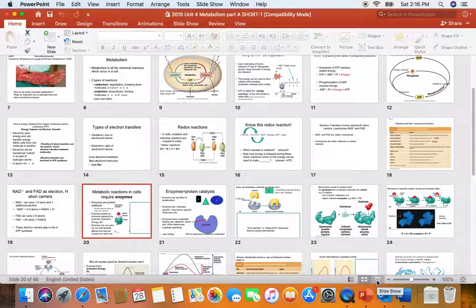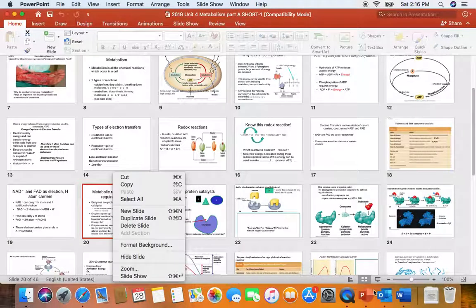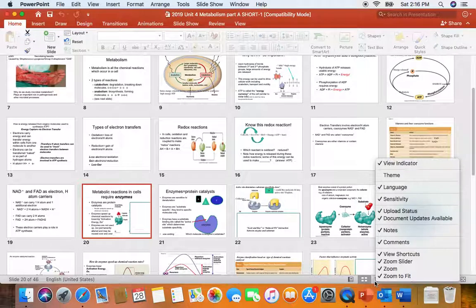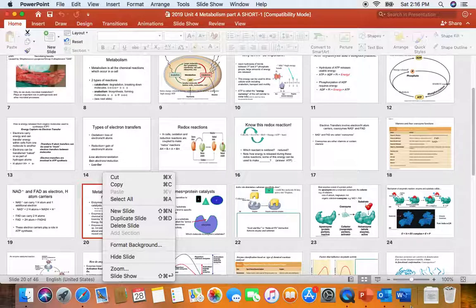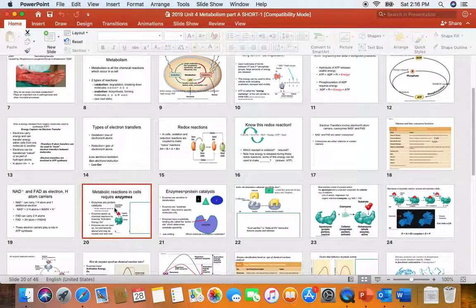Enzyme inhibitor worksheet. We'll be going over the rather complicated topic of the enzymes and enzyme inhibitors. If I can get to full screen, let's see what we can do here.